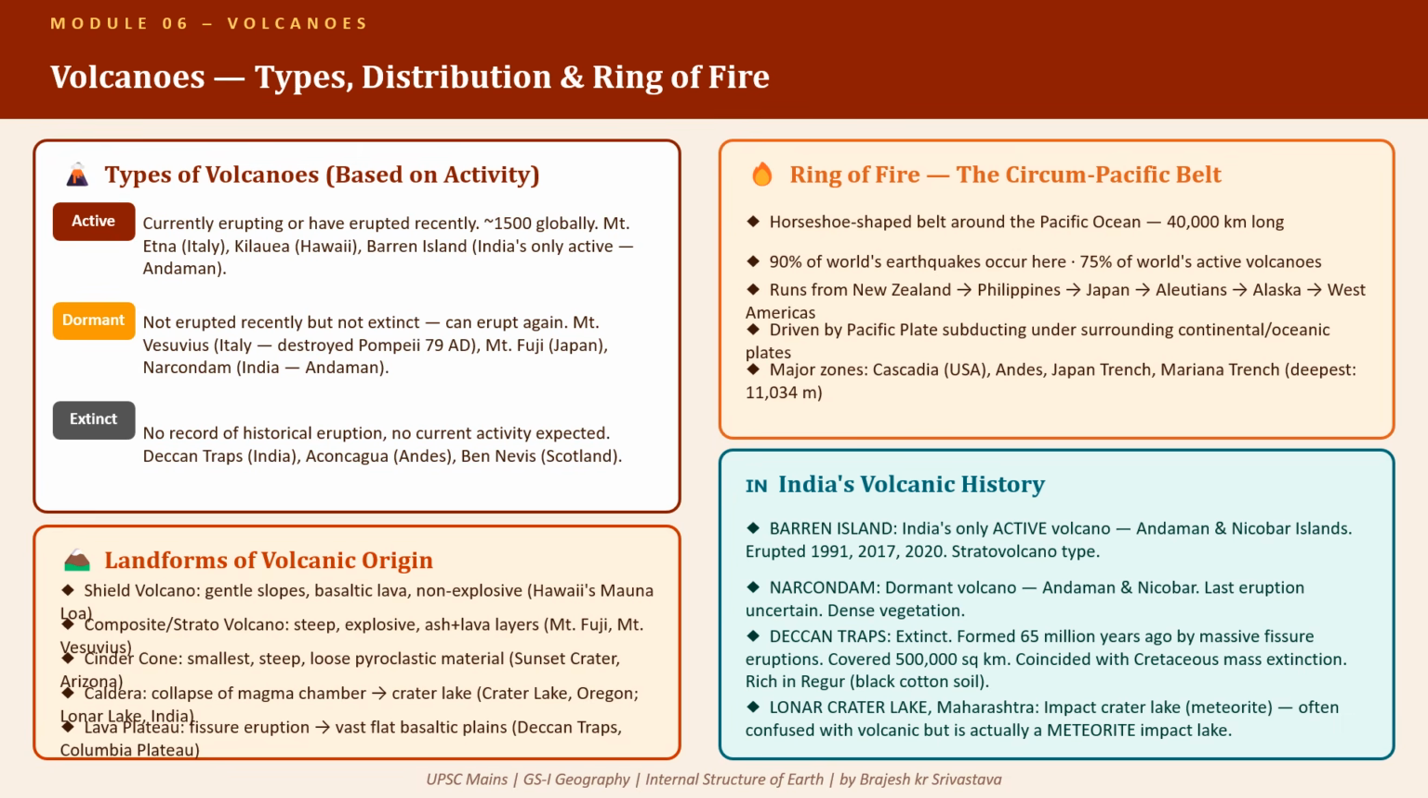And a quick India specific note: Lonar Crater Lake in Maharashtra, sometimes mistakenly called volcanic, is actually formed by a meteorite impact approximately 50,000 years ago. It is a saline lake and has important scientific value. It is not volcanic. Do not confuse it with volcanic features.